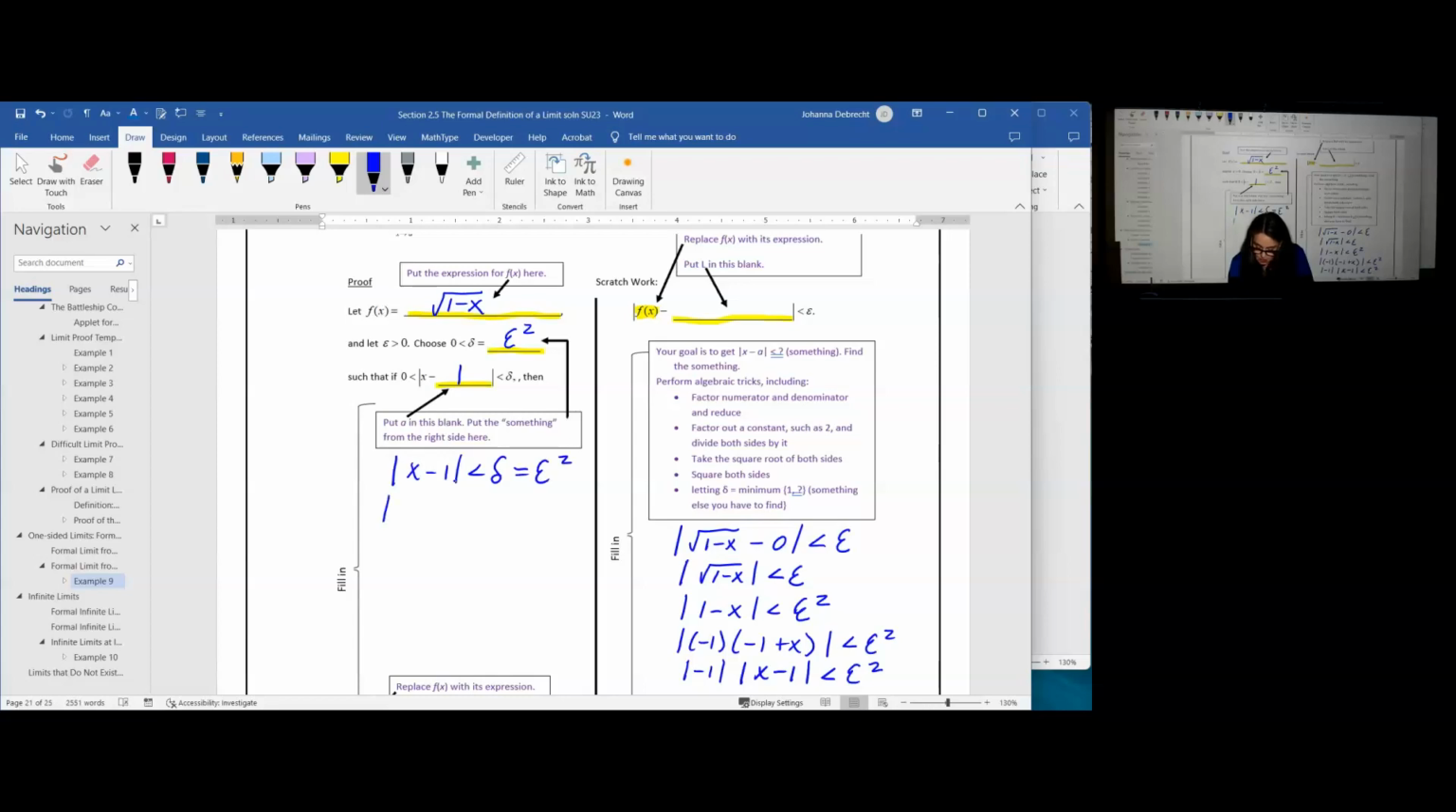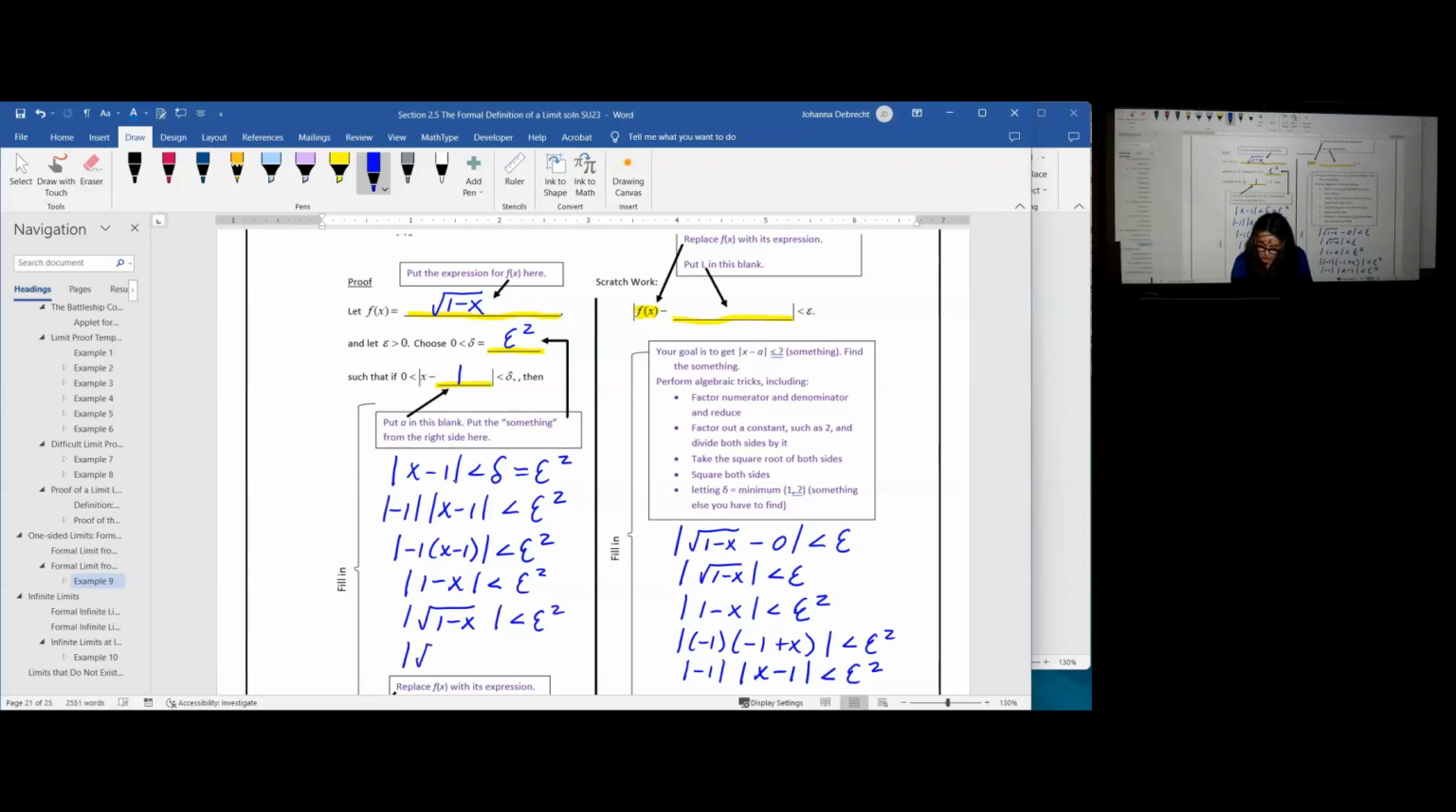And then I can write the absolute value of negative 1 times the absolute value of x minus 1 less than epsilon squared. And then I can pull that negative 1 in on the inside. And I can write negative 1 times x minus 1 less than epsilon squared. Multiply that out to get my 1 minus x less than epsilon squared. Take the square root of both sides to get the square root of 1 minus x less than epsilon squared.